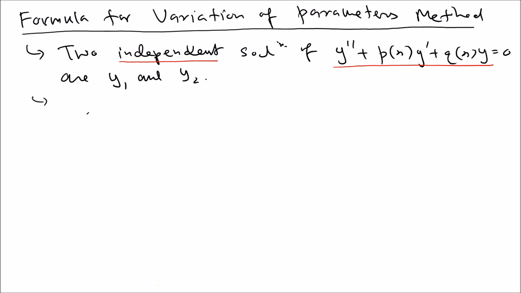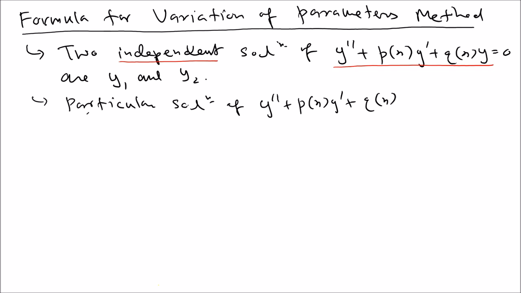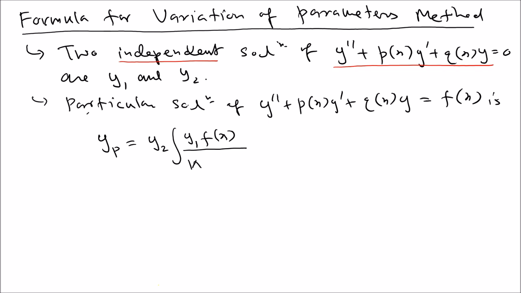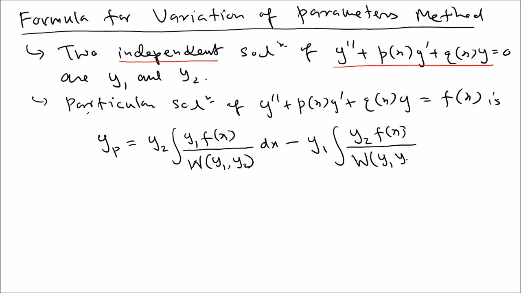and then the particular solution of y double prime plus p(x) y prime plus q(x) y equals f(x) is given by y_p equals, it is simply, u2, y2 f(x) over the Wronskian W(y1, y2), order matters, minus y1 y2 f(x) over the same Wronskian W(y1, y2) dx.